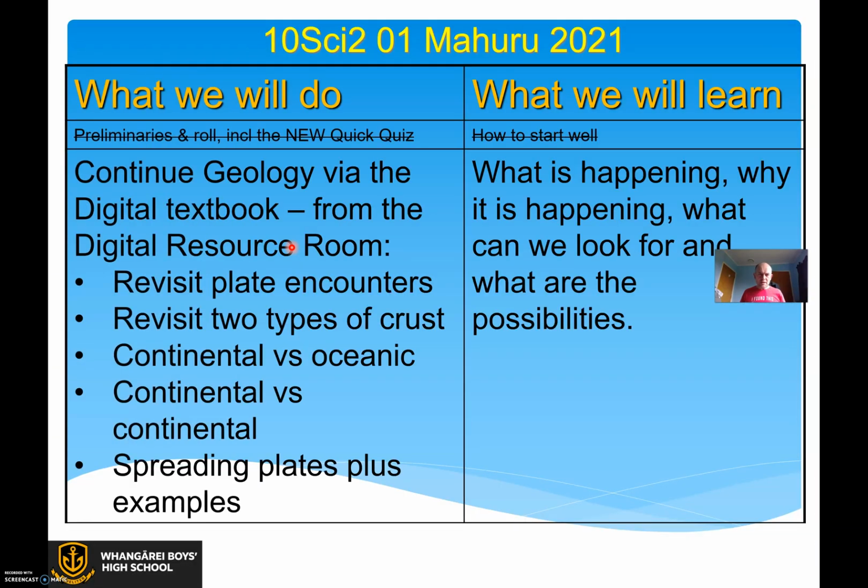And I think that would be a good place for us to stop there. Next time we'll look at what happens when the plates slide past each other. But for now, today we've looked at two versions where they meet, oceanic and continental. We looked at continental versus continental, and we looked at spreading.